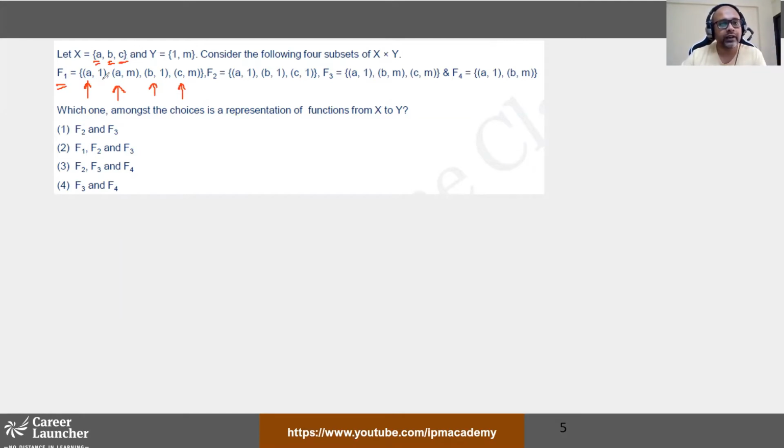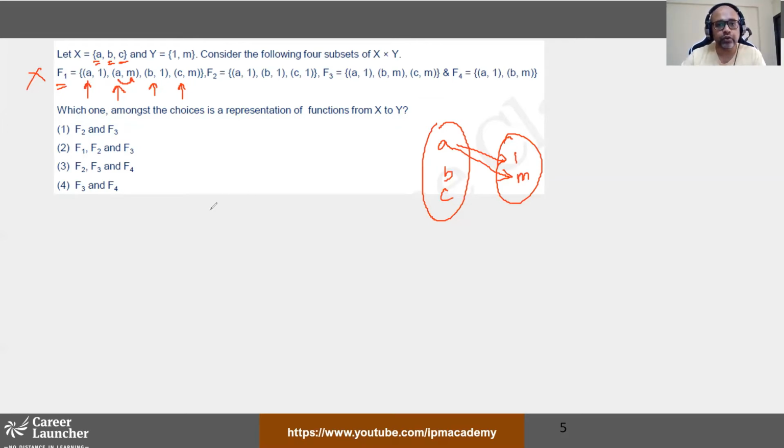A is going to 1, A is also going to M. That's a problem for me. If I write A, B, C, and I write 1 and M, A is going to two things, which is a problem for me. So F1 is not a function.